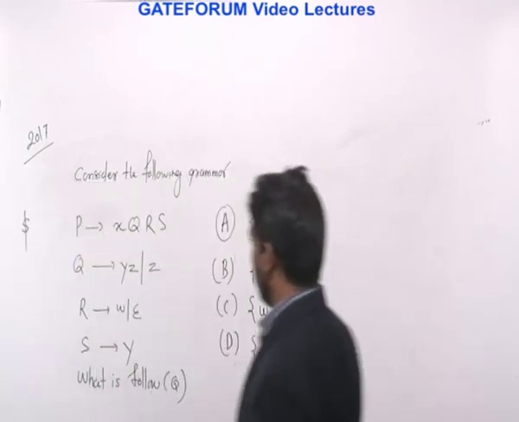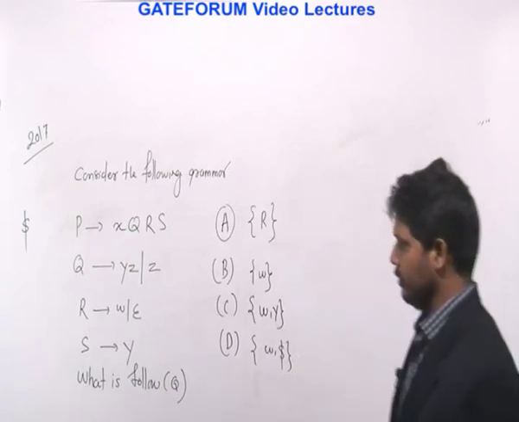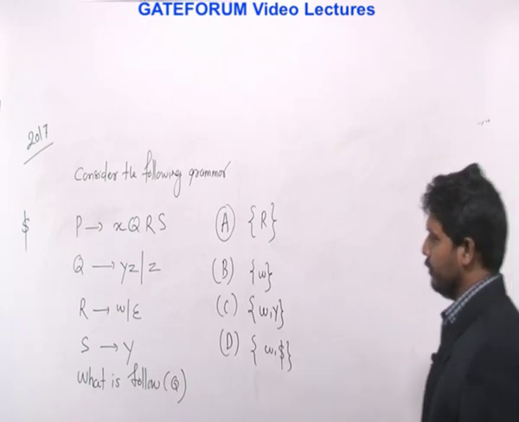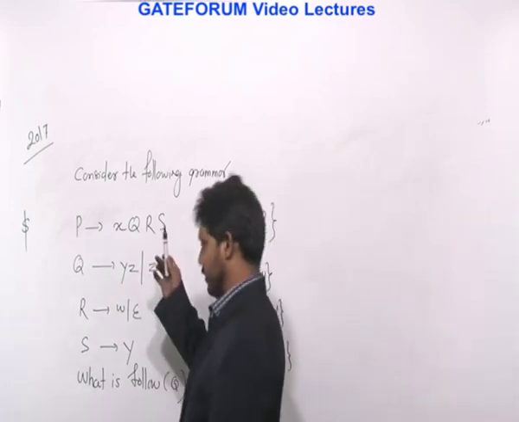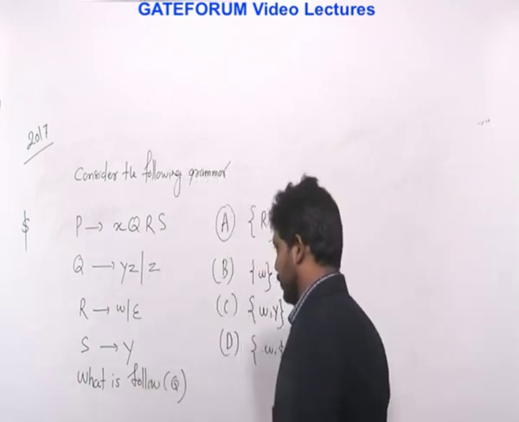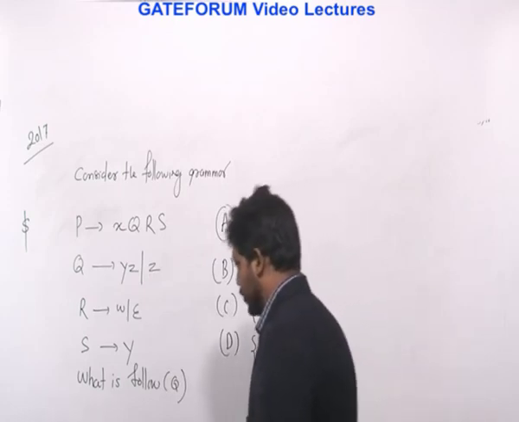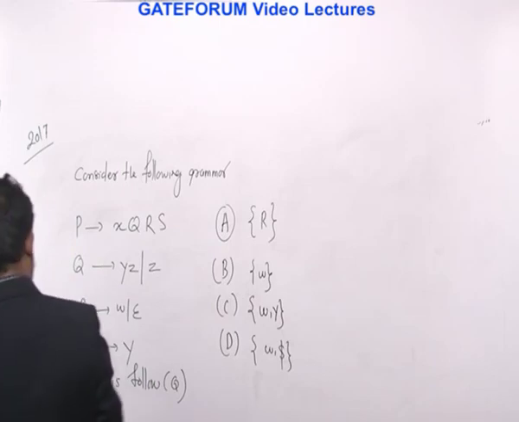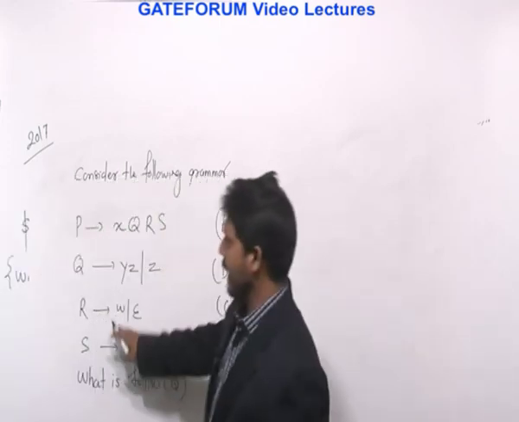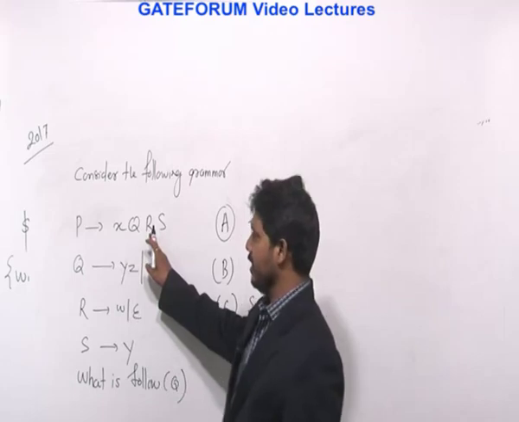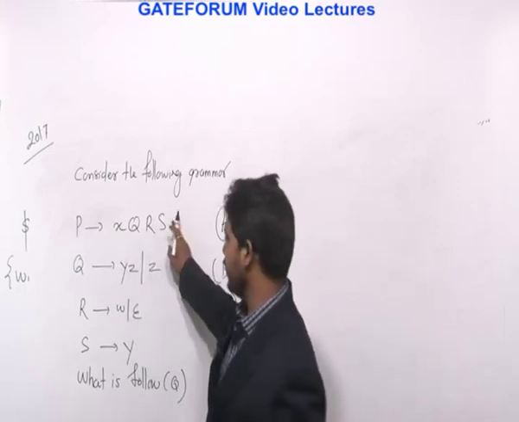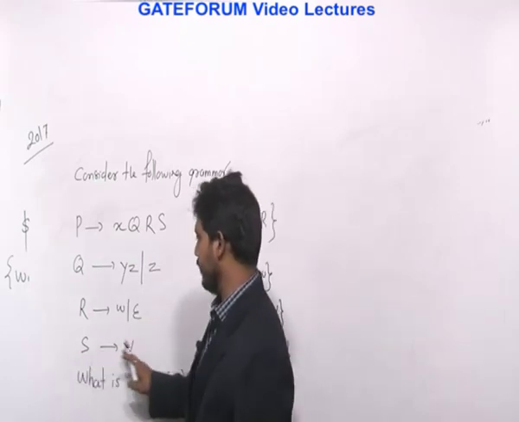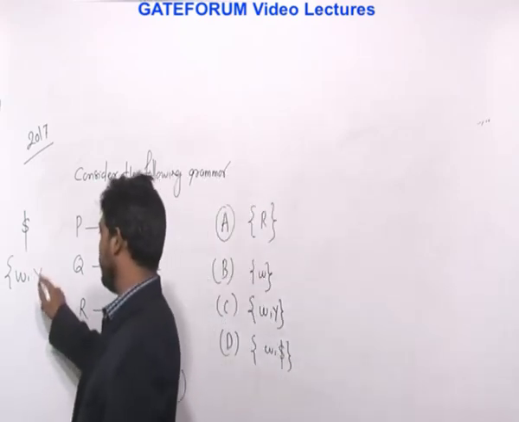My question is, what is follow of Q? Q is followed by a non-terminal R, so we need the first of R. What is first of R in this case? It is W. R can be replaced by W, R can also be replaced by epsilon. But if R is replaced by epsilon, then I go to the next symbol, that is S. What is first of S? S derives Y. So W and Y.